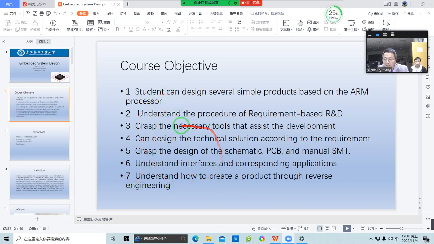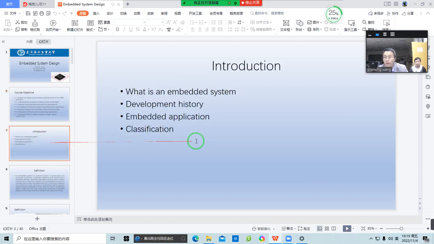So through this course, you can grasp some basic techniques of developing embedded system products, and you can have the ability to make those innovative ideas into reality. Before I introduce embedded systems, I also need to emphasize the market requirement of embedded systems.